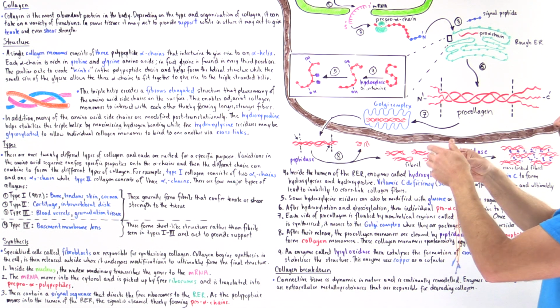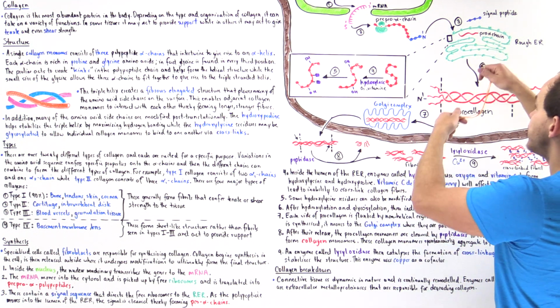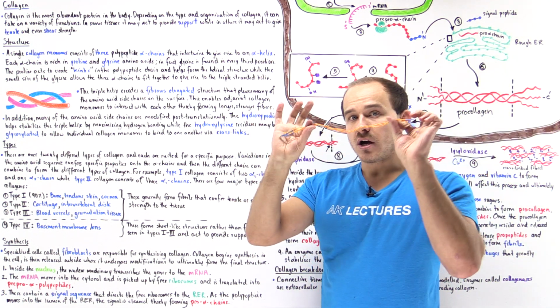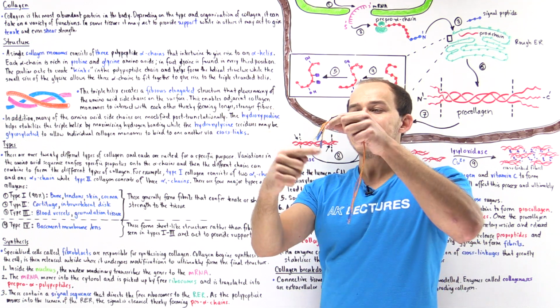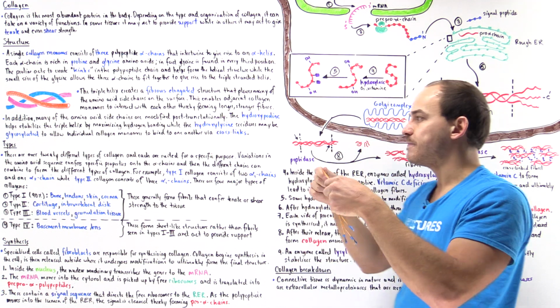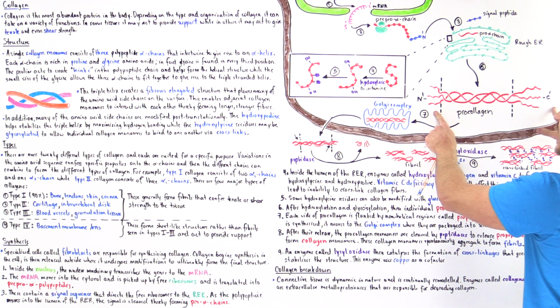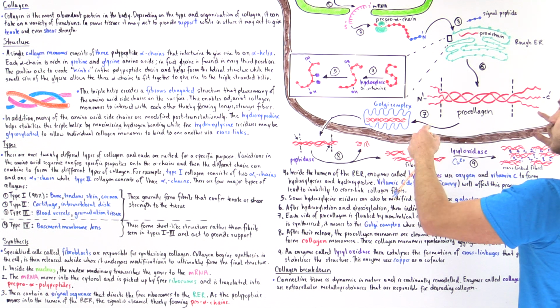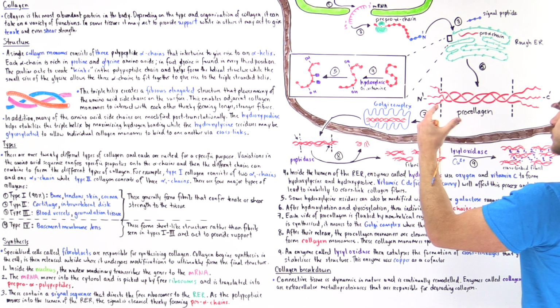Now, a procollagen consists of 3 of these pro-alpha chains, and on the end of each of these chains, so we have the N-terminal end of the protein and the C-terminal end of the protein, these regions are known as propeptide regions, because these regions do not contain that helical structure.